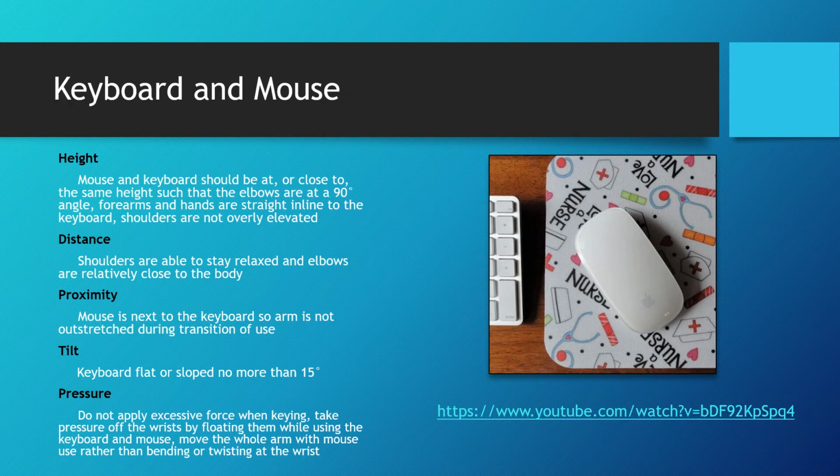When using the mouse, you should move the whole arm in line rather than bending or twisting at the wrist and creating abnormal movements that can lead to pain and discomfort. I provided the link to a YouTube video in which an occupational health physiotherapist discusses and demonstrates ergonomic principles related to the keyboard and mouse. Although it's not necessary, I highly recommend viewing it because, again, these principles can be applied even when the workstation is not able to be adjusted.